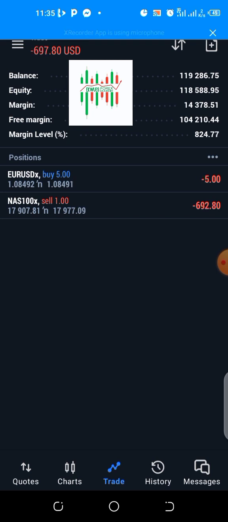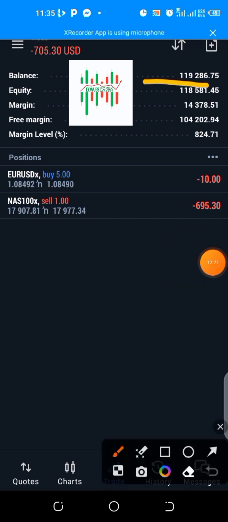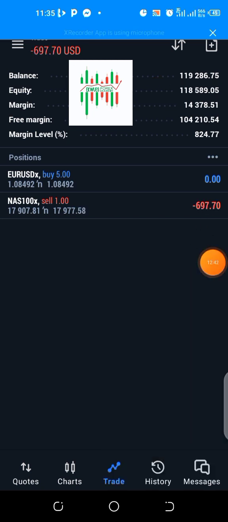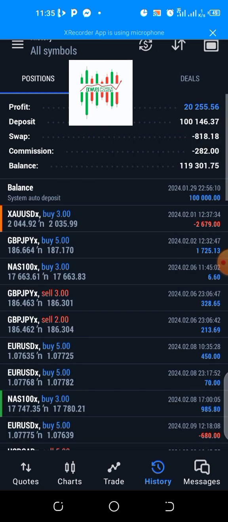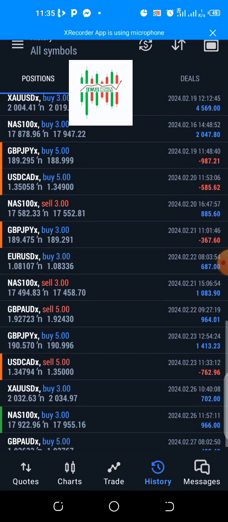And looking at my equity, I started this account with 100k equity, and as you can see it is 19, and I started trading this account February 1st. Okay, February 1st, and there we have the profit that is already floating. Now let's check out the history to tell you how profitable this strategy is. Okay, last month, you can see it.